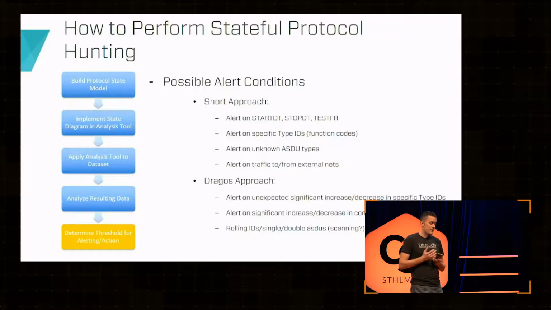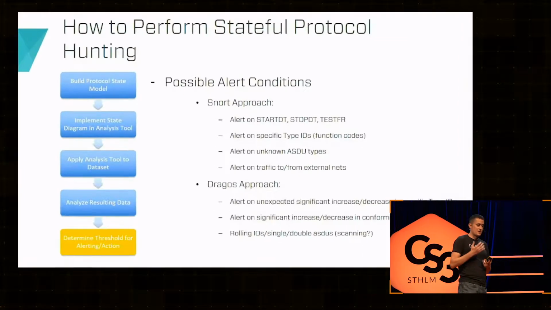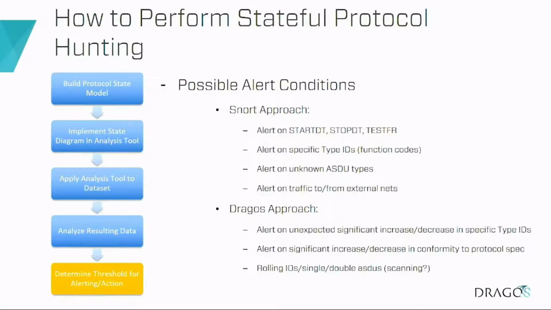Another area that we begin to look for is, okay, was there a significant decrease in some of the type IDs? What did the conformity to the protocol spec look like? And with that, that's where we set up in our lab the legitimate running IEC 104, saw the 0 violations. The minute we fired Crash Override, we began to see the protocol violations spike.